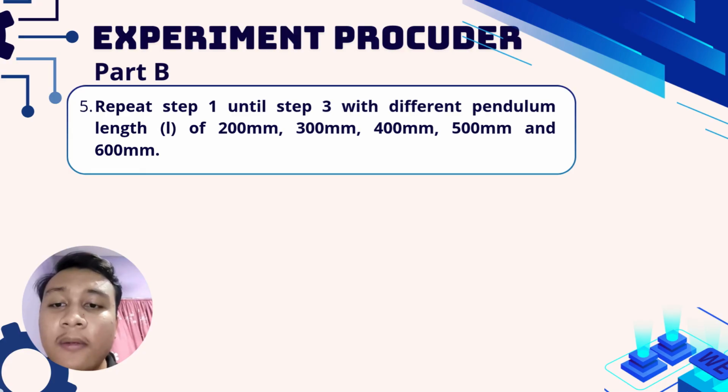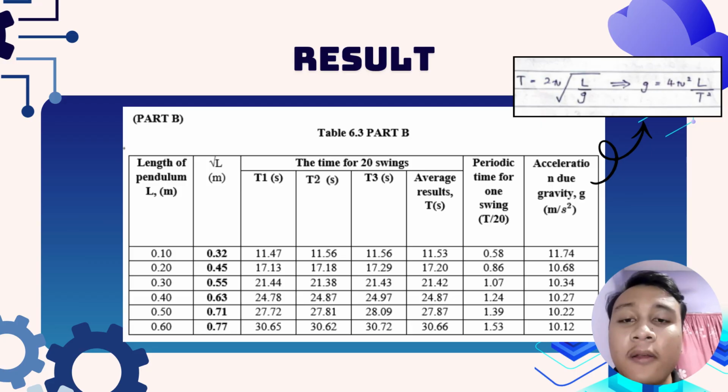For the last procedure of experiment part B, repeat step 1 until step 3 with different pendulum lengths, which are 200 mm, 300 mm, 400 mm, 500 mm, and lastly 600 mm. Also, don't forget to repeat the total time measurement three times to get the average time for each length of pendulum. From experiment part B, we need to jot down the results in table 6.3.